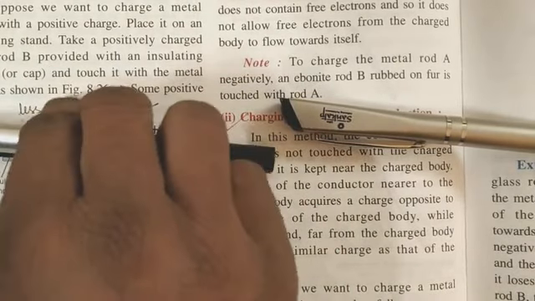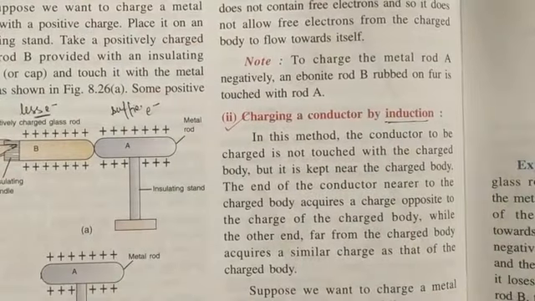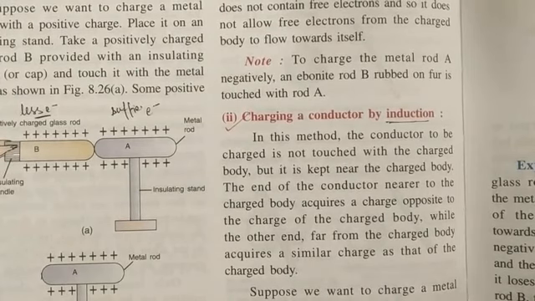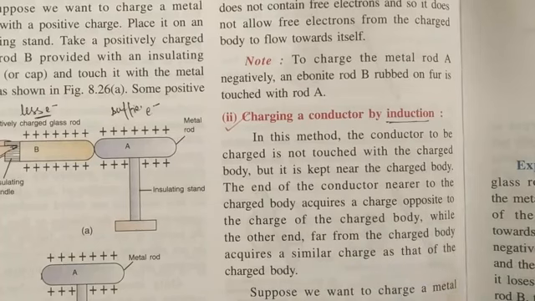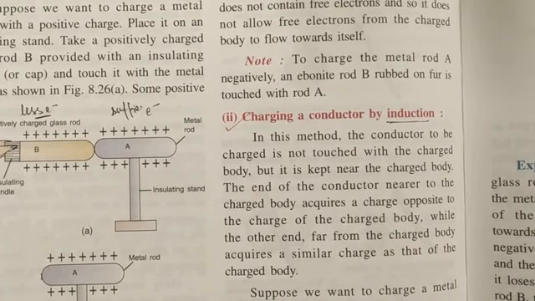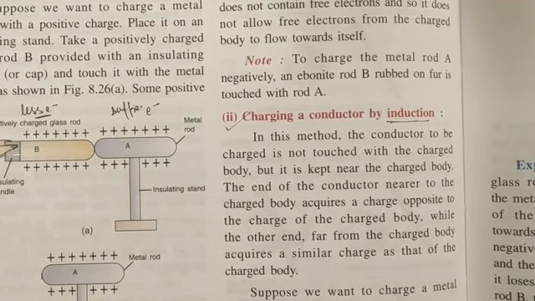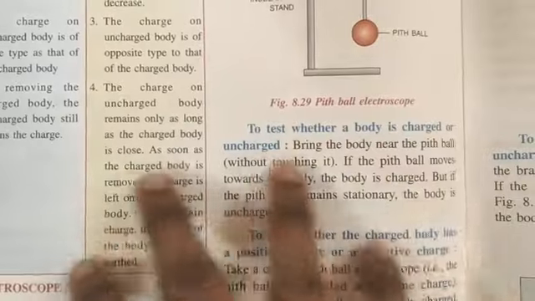So it is called induction. It means that one point was having some charges, and due to that property, we generate some amount of charges elsewhere. This is called induction. With the help of this method we can also charge a particle, with the induction method.